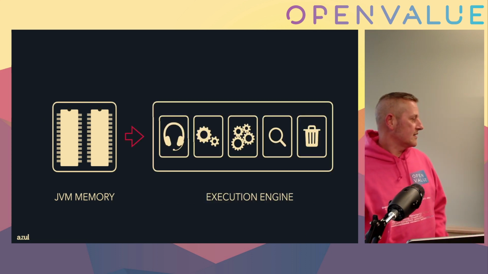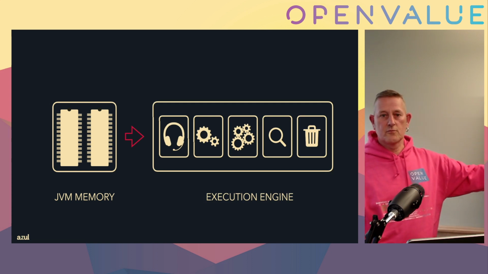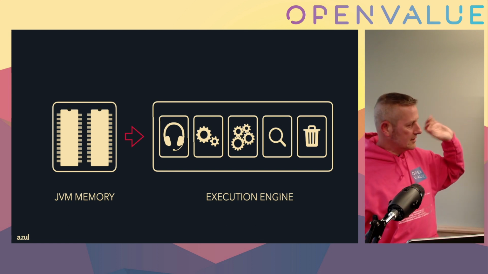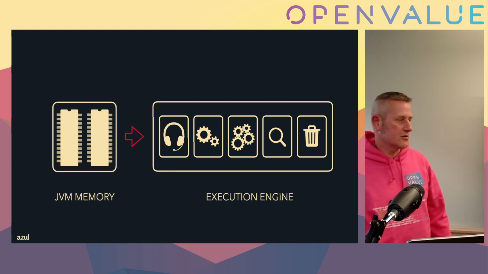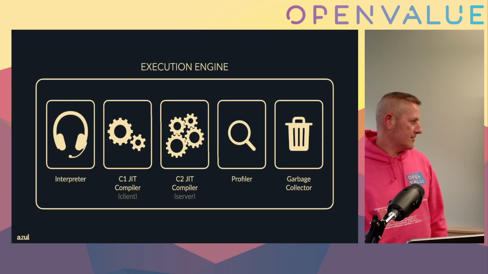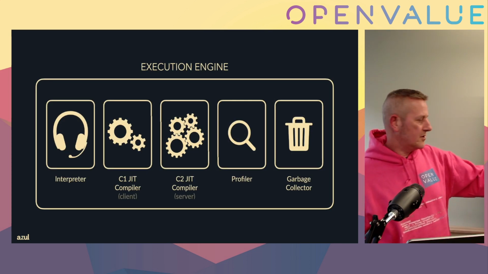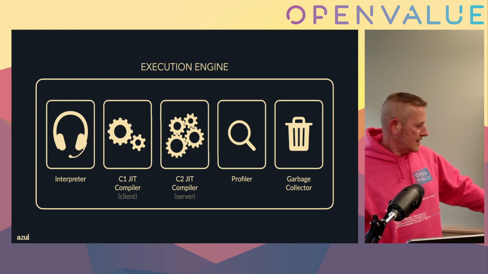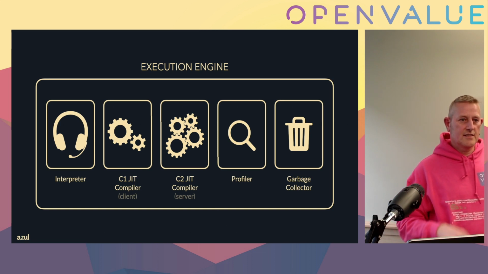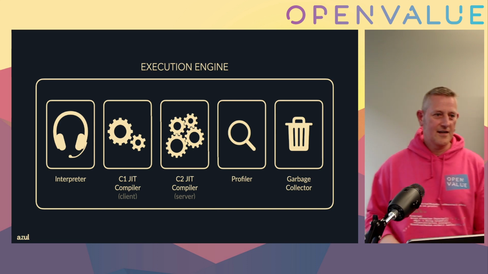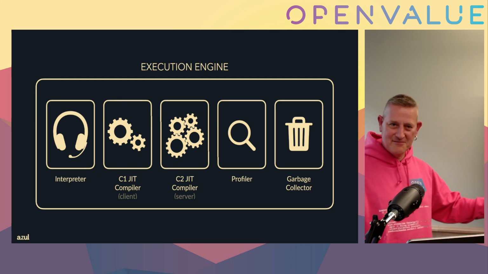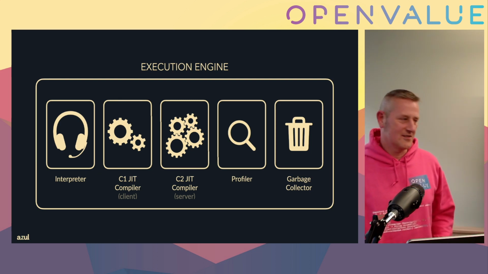From the JVM memory, it gets into the so-called execution engine, which is a part of the JVM. The JVM has three parts. It's the class loading part, the memory part, and then the execution engine. And in the execution engine, we have these 5 pieces: the interpreter, the C1 compiler, the C2 compiler, the profiler, and the garbage collector. And the compilers, I mentioned here client and server compiler, and I see some gray hair in the audience. So that means I assume you guys know what client and server compiler means. The younger ones probably don't know that.